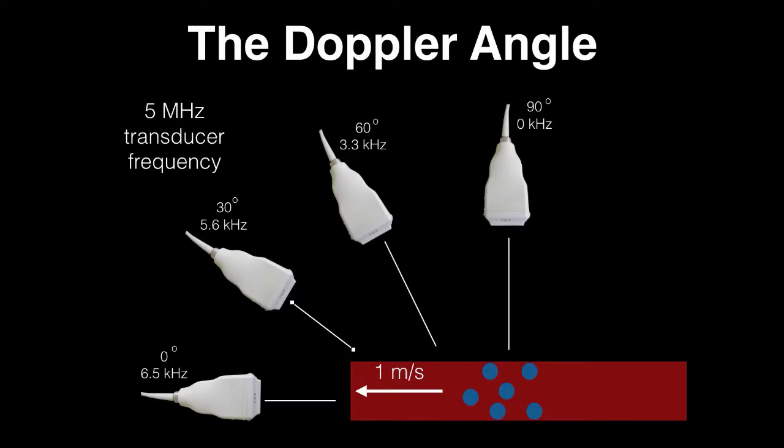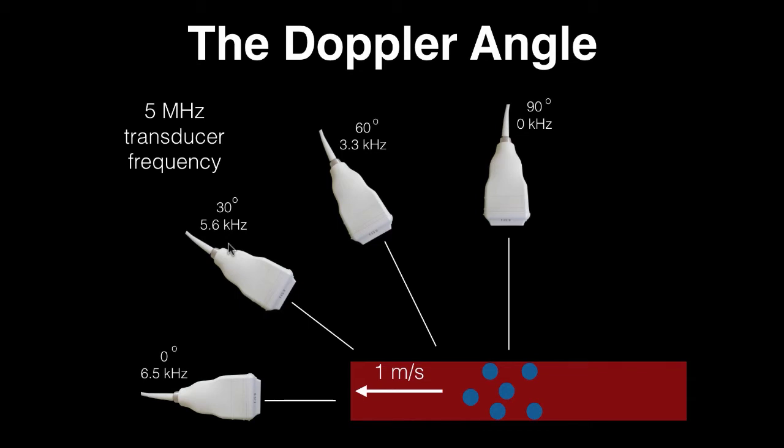So let's look at an example here. We've got a linear 10 to 5 megahertz transducer. Let's say that we're scanning at a 5 megahertz transducer frequency, and we're interrogating these red blood cells that are moving at 1 meter per second. If we scan at 0 degrees to the red blood cells, which would be ideal but not a clinical reality, we're going to end up with the Doppler shift frequency of 6.5 kilohertz.